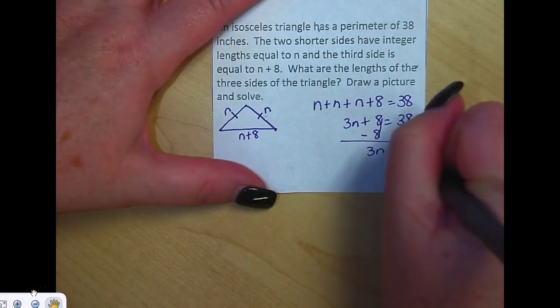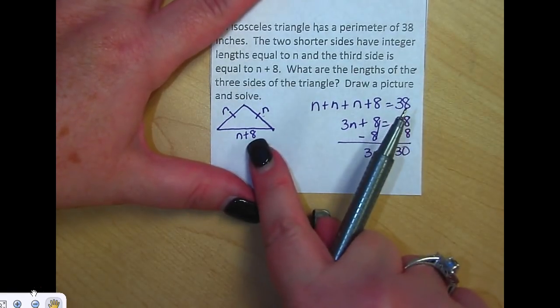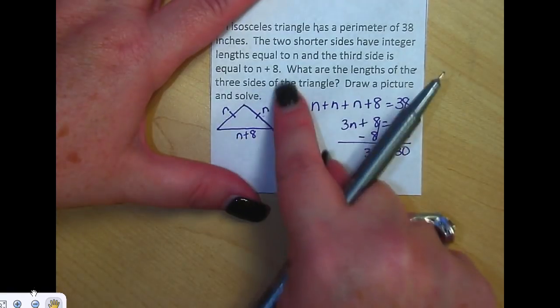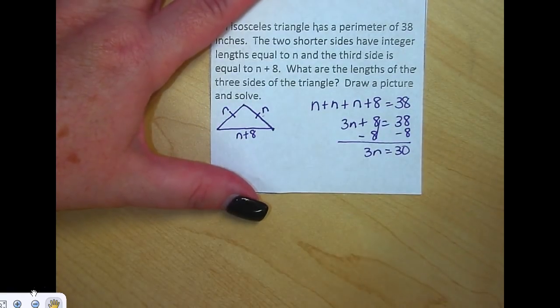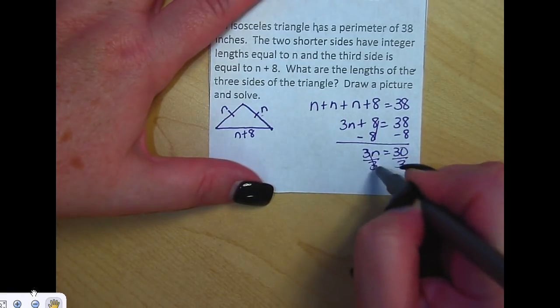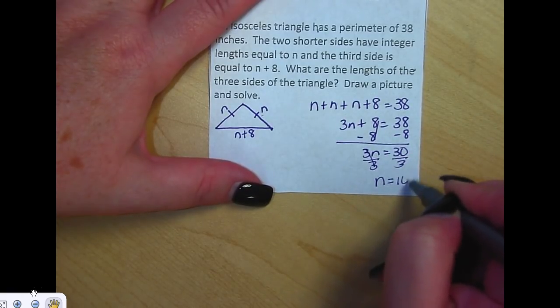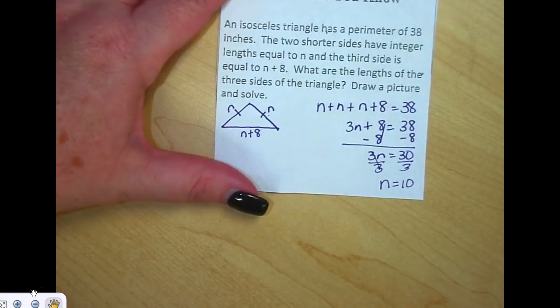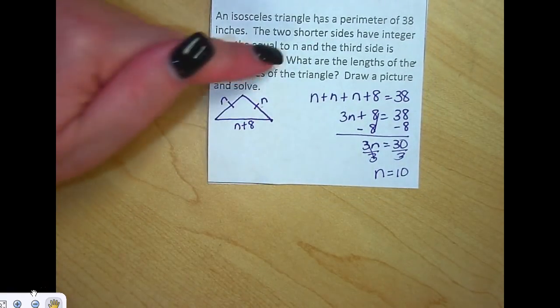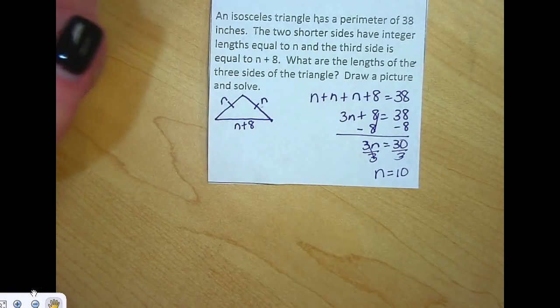equals 30. Because what I did was I took this 8 that's different from everything else, I took it off. And so now these n's, 3 of them equal 30. Now I'm going to divide by 3, divide by 3. Each n equals 10. Okay? Am I done with the problem? No, it says what are the lengths of each of the three sides.